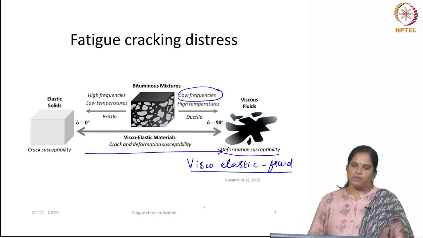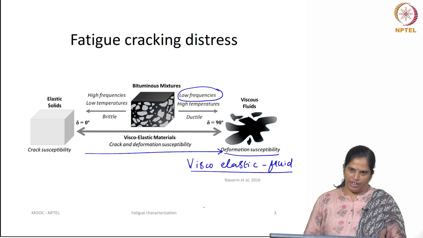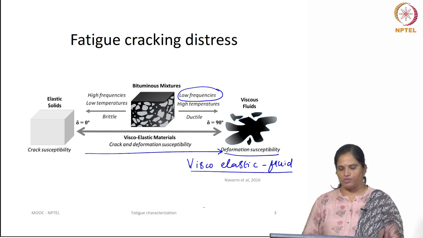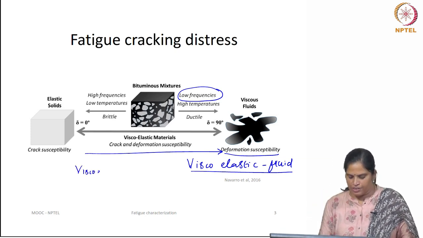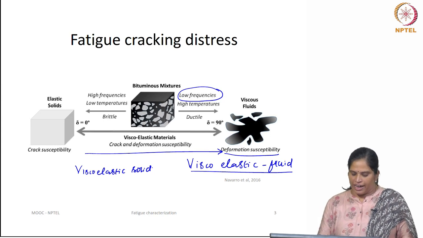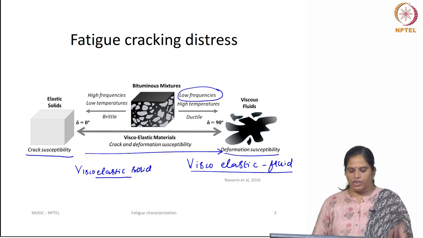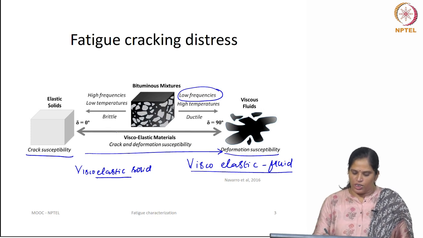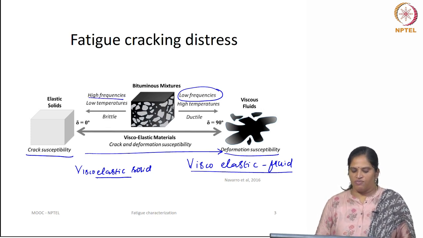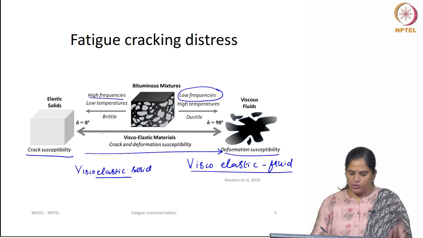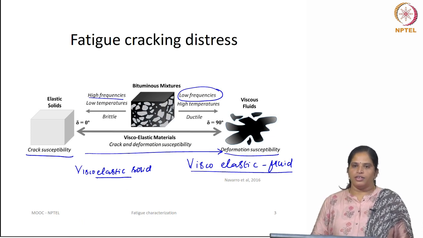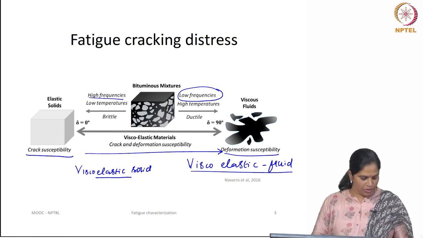Likewise, the pavement will be more prone to fatigue cracking when the temperature of the pavement is very low. The pavement will exhibit viscoelastic solid or elastic behavior dominance. So, this viscoelastic solid behavior in combination with a high frequency or a fast moving vehicle, if this situation happens in the field, the pavement will be susceptible to cracking.